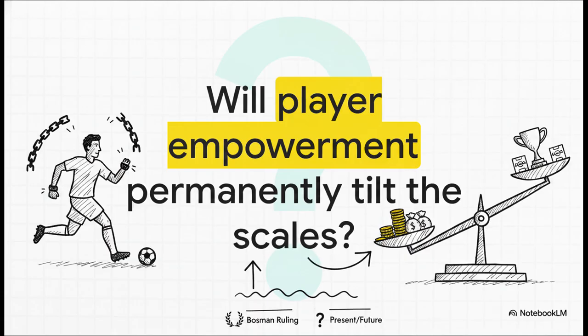Which leaves us with a truly vital question to ponder. The Bosman ruling undeniably secured essential labor rights for athletes, freeing them from those old restrictive chains. But as we look at widening wealth gaps and the relentless push for absolute player mobility, will football be able to maintain its traditional balanced competition? Or will total player empowerment permanently tilt the scales, leaving the beautiful game entirely to the highest bidder?